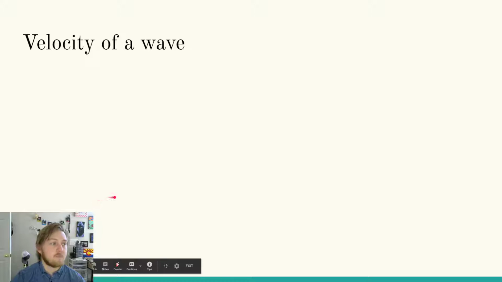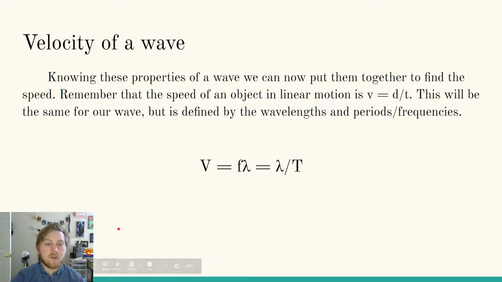So velocity of a wave, and this is my last slide for today. If we know these properties of a wave, we can now put them together to find the speed. If I know the distance that the wave travels, and I know the time it takes to travel from one place to another, I can find its velocity. But maybe I don't know how far it's going to be going, and I don't know the time it takes to get where it's going. Instead, I can use frequency, and then the other thing that has a length is the wavelength.